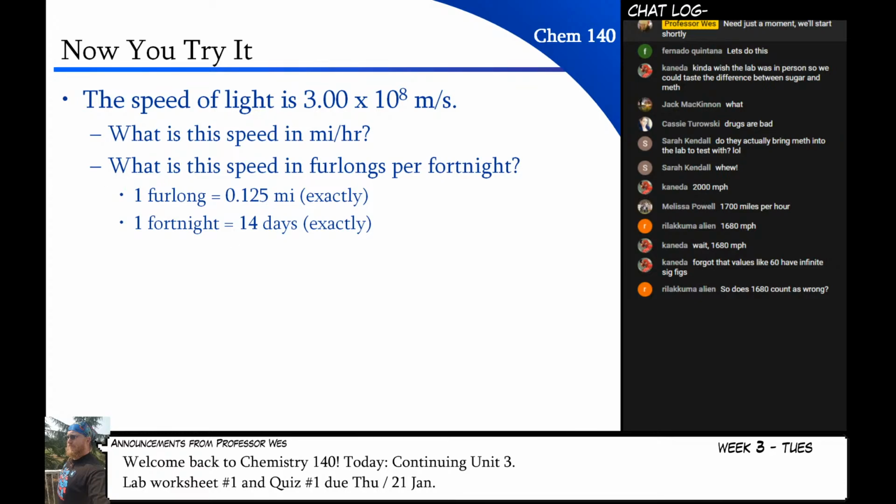Okay. So I'll give you 4 or 5 minutes to do that. You can check this on Google. Google does know the speed of light in furlongs per fortnight. So give it a try. And I'll be right back with you in about 5 minutes to go over the answers.